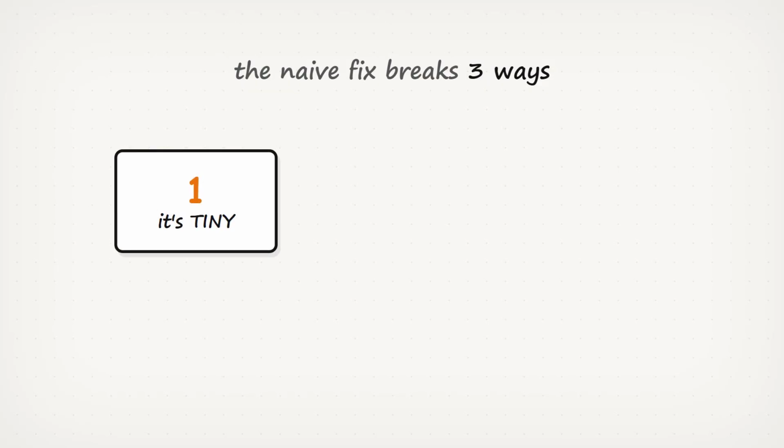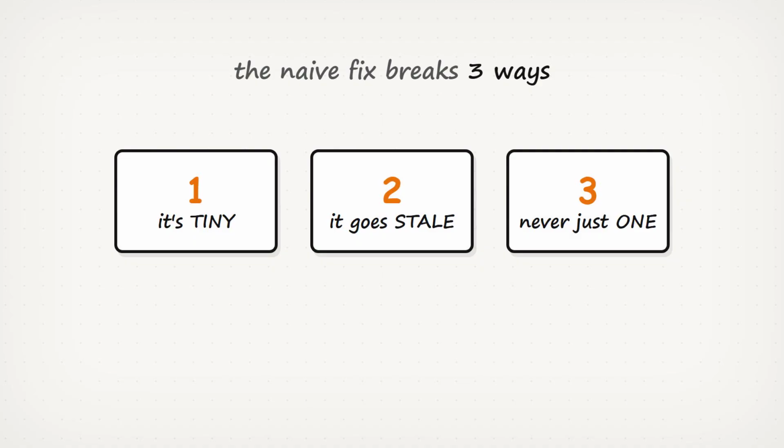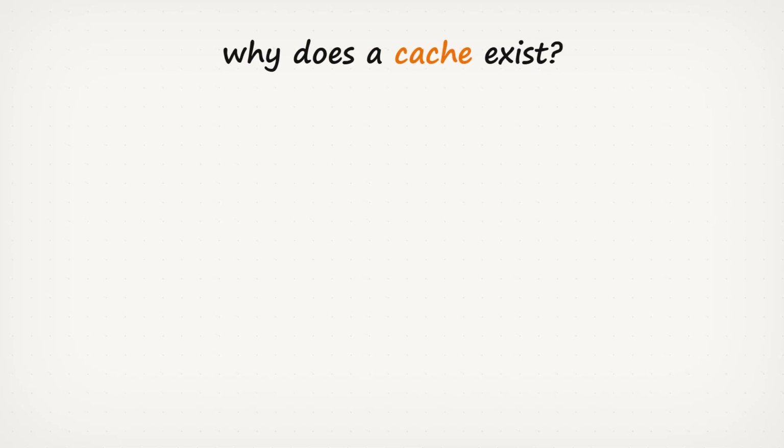The cache is tiny. The cache goes stale. And there's never just one. Watch all 3 break, and you'll finally understand why your app keeps showing you the old version. Let's start with why a cache exists at all.